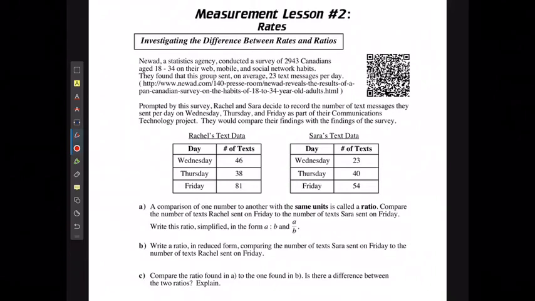For this next lesson, we're going to look at rates. The first thing that's important to note is that even though they're both essential to this unit, there is a difference between rates and ratios.